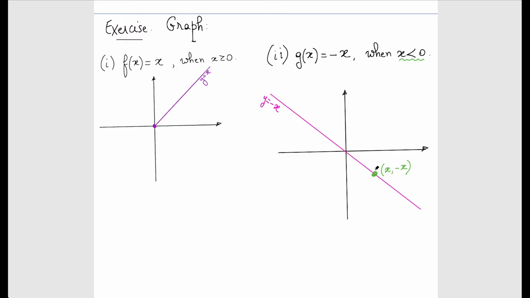But what's the first coordinate here? The first coordinate here is positive, right? That's the x, that's positive. So should I keep it? No, because this x, this first coordinate, doesn't verify the condition on my restricted domain, right?